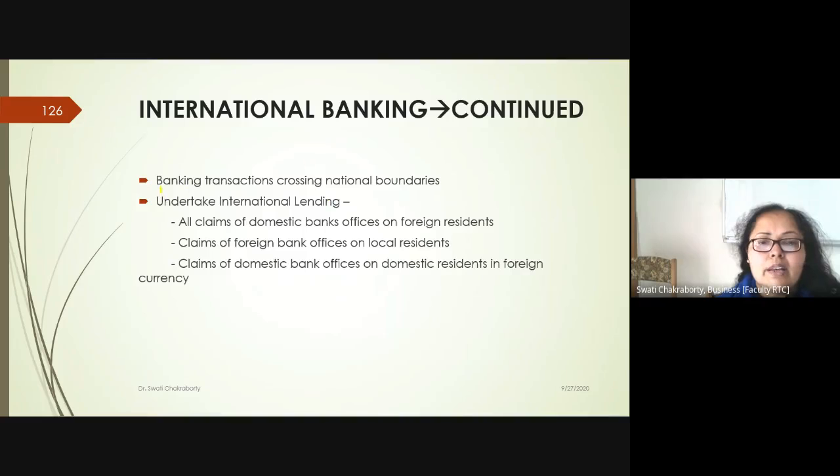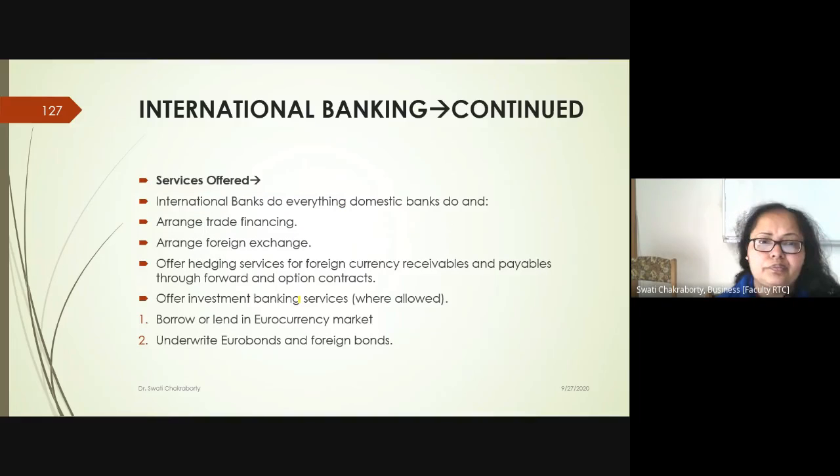Now, banking transactions are happening today across national boundaries, right? And so they are undertaking international lending. So all claims of domestic bank offices on foreign residents, claims of foreign bank offices on local residents, claims of domestic bank offices on domestic residents in foreign currency, all of these things are taken care of. Services that are offered: international banks do everything domestic banks do. They arrange for trade financing, arrange for foreign exchange, and offer hedging services for foreign currency receivables and payables through forward and options contracts.